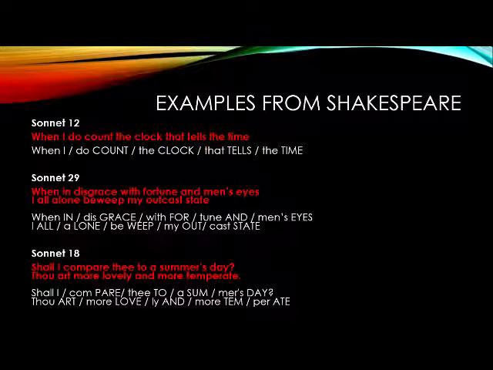The loud syllables are like the sticky outy bits of a puzzle, and they have to fit in a certain order, otherwise the pattern isn't going to work. Here's another line. "When in disgrace with fortune and men's eyes, I all alone beweep my outcast state."